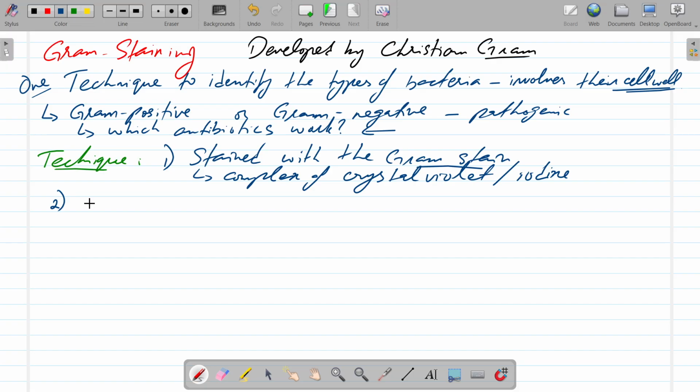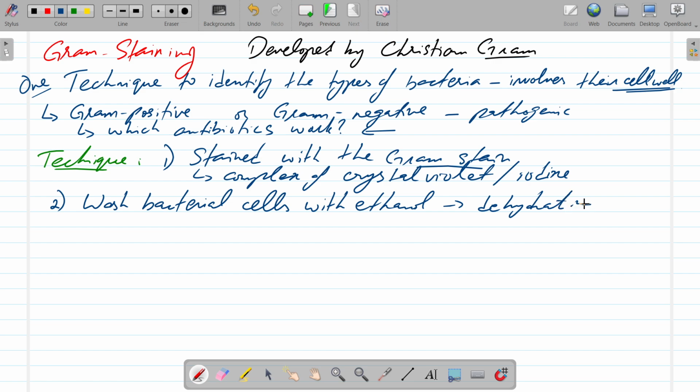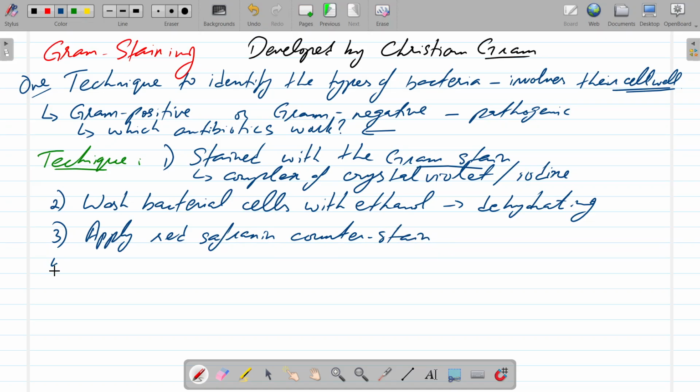Then you wash the bacterial sample cells with ethanol, and that ends up dehydrating them. And then you apply another stain, which is the red safranin counterstain. And then you check results, whether they are gram positive or gram negative.